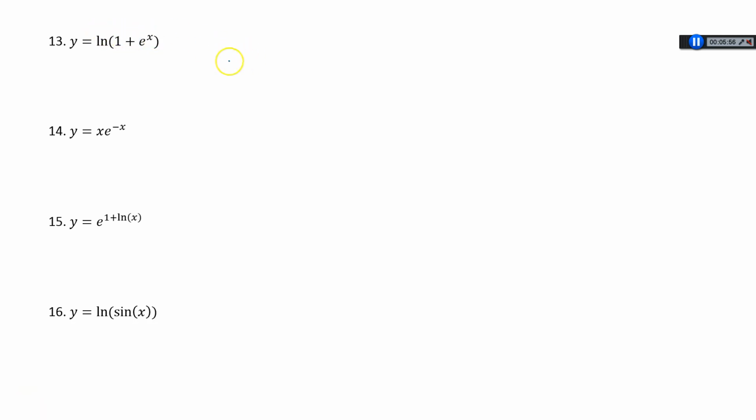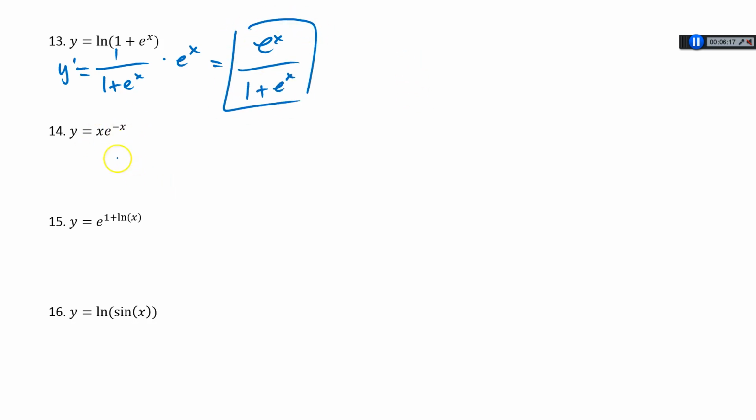Natural log of 1 plus e to the x. So derivative, we're going to find y prime. Y prime here is going to be 1 over 1 plus e to the x. Then we have to multiply by the derivative of the inside function, which is just e to the x, because 1 would give me 0. So I'd write that e to the x over 1 plus e to the x.